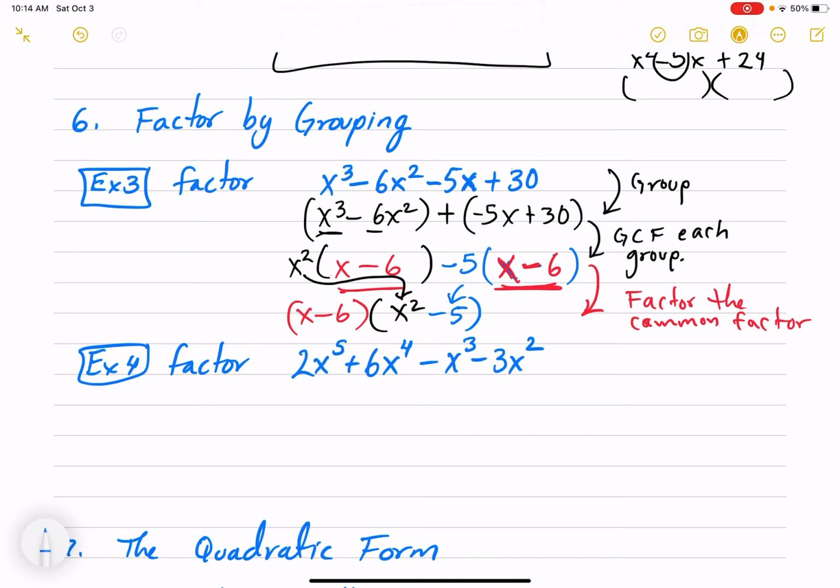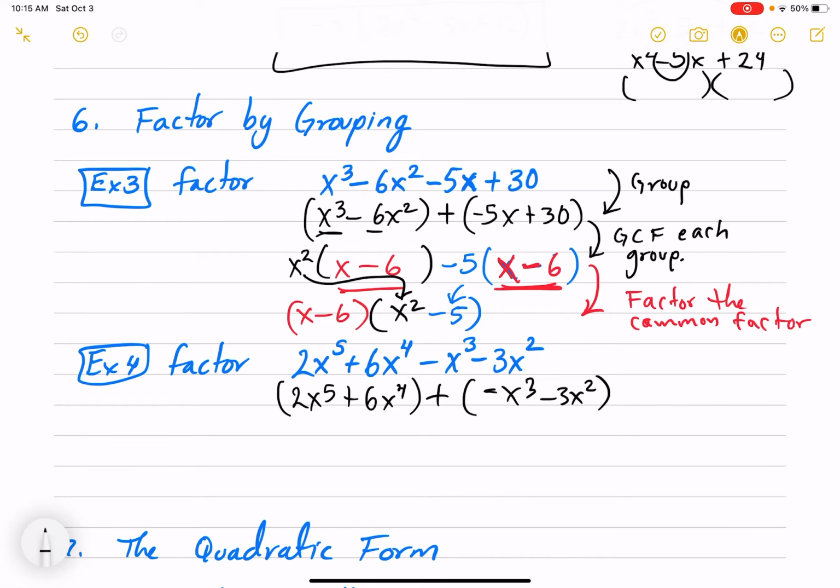Okay, example number 2 of factoring by grouping. Let's try to follow those same steps and see what happens on this one. So first thing I want to do is group them like so. We're going to find the greatest common factor.